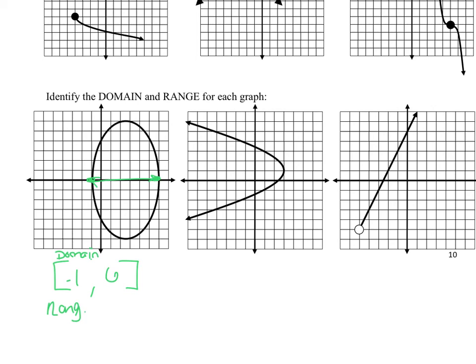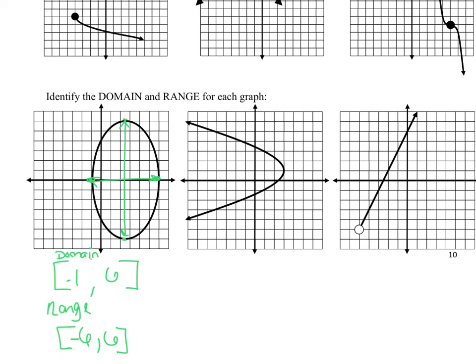The range is the up and down values. It goes all the way up here to all the way down here. Those are your range values. And the lowest value is 1, 2, 3, 4, 5, 6. So -6, and it goes all the way up to 1, 2, 3, 4, 5, 6.